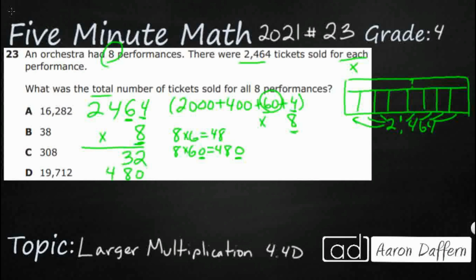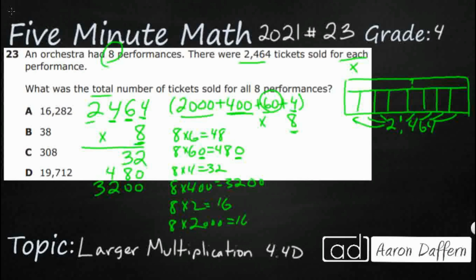Now we've got our 8 times this 4, because we go from right to left. So 8 times 4, that's pretty easy. That's 32. That's really not a 4, it's a 400. So then 8 times 400 is going to be 3,200. Then finally, this 8 times 2. 8 times 2 equals 16, but that 2 is really a 2,000. So 8 times 2,000 is going to be 16,000. And so we will put our 16,000 down here.